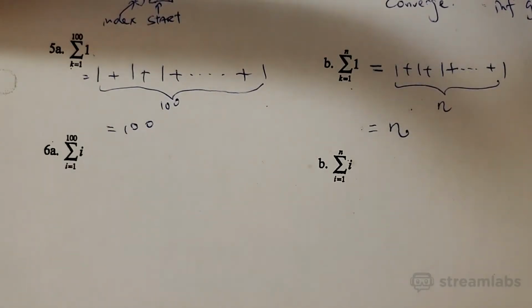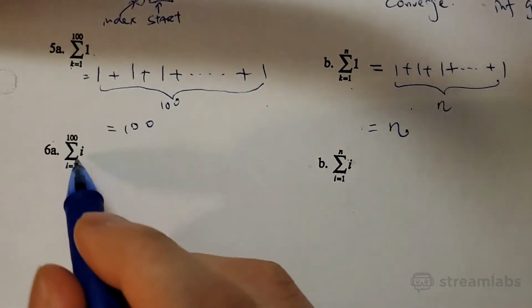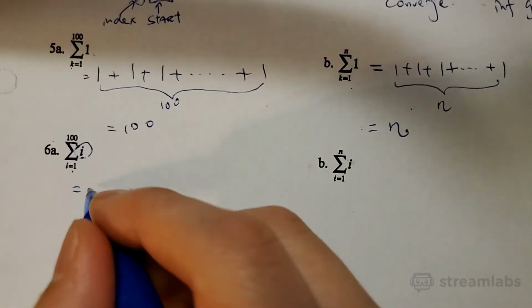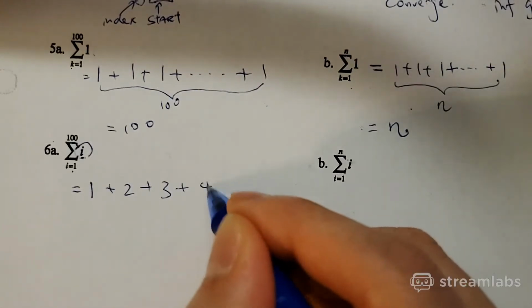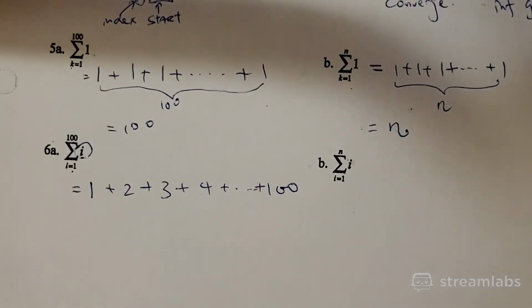What now? Then, what about this one? Sigma i from 1 to 100 of i. That means you're doing 1 plus 2 plus 3 plus 4 all the way to 100. We did this problem, didn't we? This is a triangular number or arithmetic series.